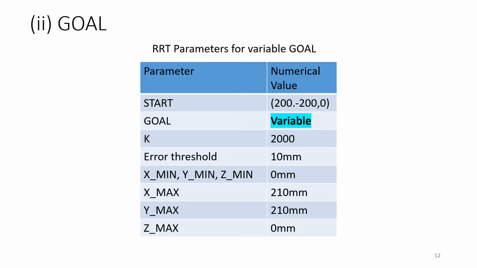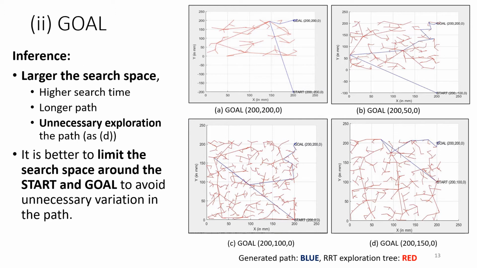In the second trial, the goal alone is varied. The goal is brought nearer to the start from figures A to D, but it also seemed to have no effect on the path generated, like the previous case. Despite the actual distance between the start and goal, the higher the space bounded by the search limits, the higher the search time, the longer the path, and the more unnecessary the exploration, as in case D.